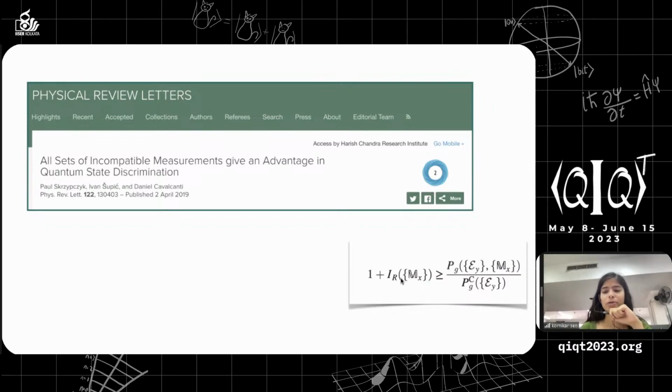Now you can see this is a positive quantity. So the whole LHS part is a number greater than 1. So when I say that this equality can be reached, that means the numerator becomes greater than the denominator. And here in the denominator, we have maximized over all compatible measurements. So you can get an advantage by using incompatible measurements. So in that case, you will get a probability which is greater than any compatible measurement. Now, even the advantage is linearly proportional to the amount of incompatibility present in the set of measurements M_x. So this is how much advantage you will get.